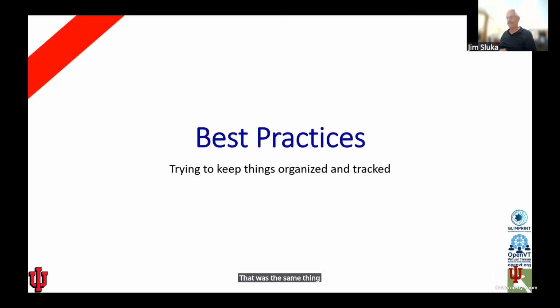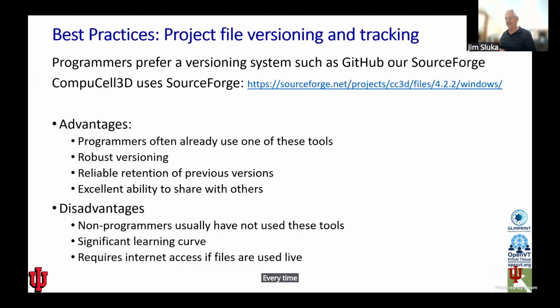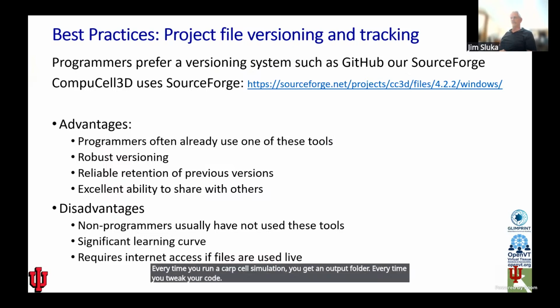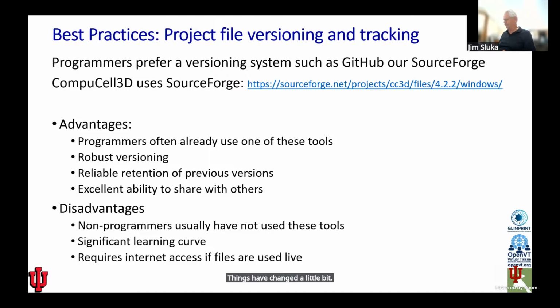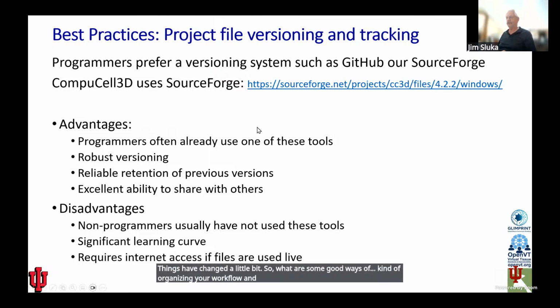So next thing, trying to keep things organized and tracked. Every time you run a CompuCell simulation, you get an output folder. Every time you tweak your code, things have changed a little bit. So what are some good ways of organizing your workflow and keeping track of what you tried and what you haven't tried yet?